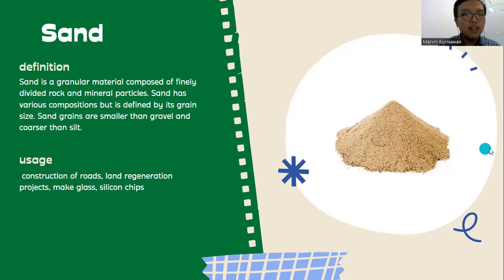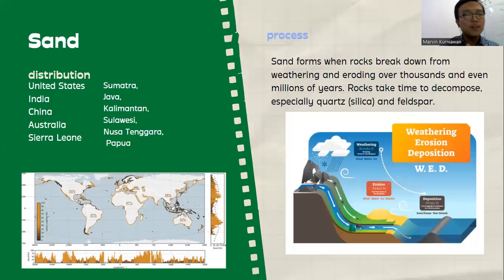Next, we have sand. Sand is a granular material composed of finely divided rock and mineral particles. Sand has various compositions, but it is defined by its grain size. Sands are usually smaller than gravel and coarser than silt. The usage is construction of roads, land reclamation projects, and making glass and silicon chips. In the world, sand is located almost everywhere, but the main exporters and importers of sand are the US, India, China, Australia, and Sierra Leone.